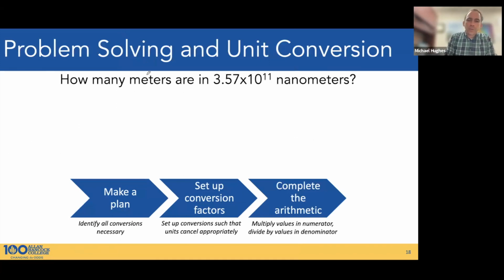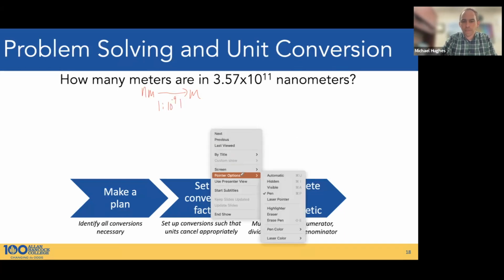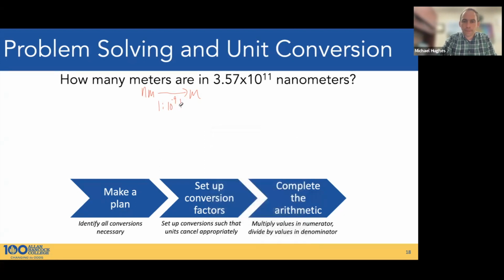First, we're going to make a plan. We want to go from nanometers to meters. And we can say that 1 nanometer is 10 to the negative 9th meters. A little bit of a whoopsie there. So we can say that it is a billion nanometers or 1 meter. So set up our conversion factors, start with what we know, which is 3.57 times 10 to the 11th nanometers.